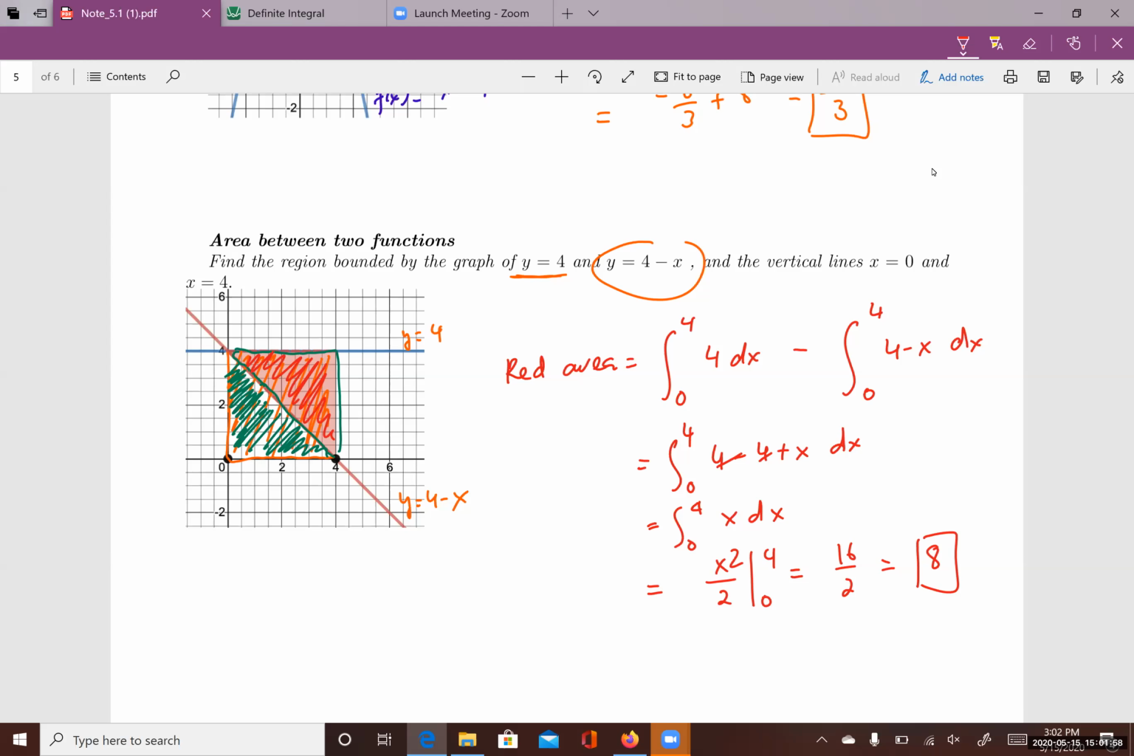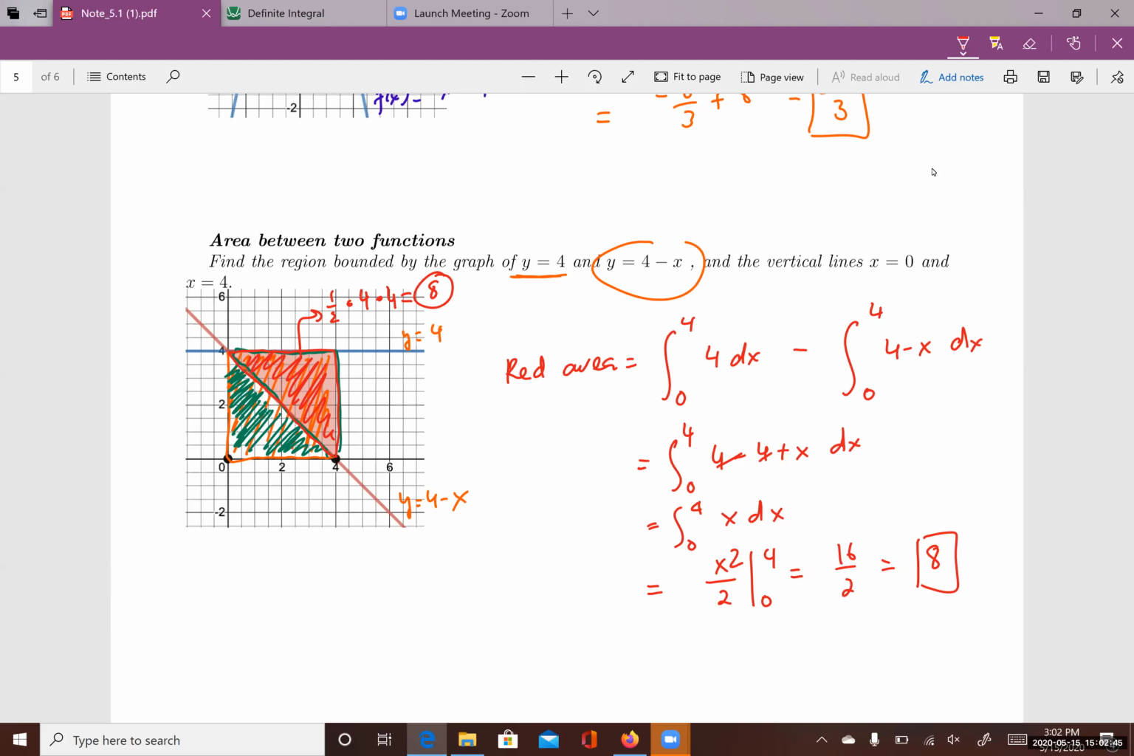Okay, and if you want to make sure that using definite integrals to find area is a good way to do it, you can calculate the red area using geometry. So this is a right triangle, and the area of a right triangle is 1/2 of the base times the height. The base is 4 and the height is 4, so it's just going to be 8.